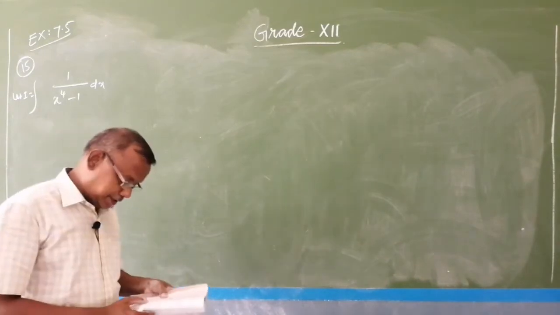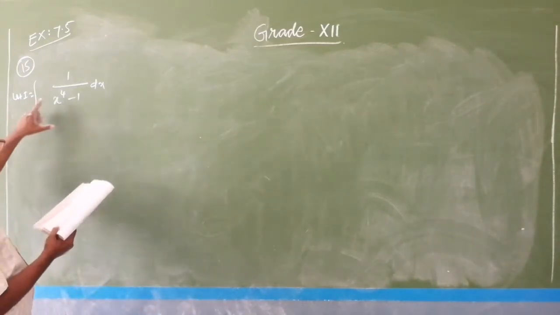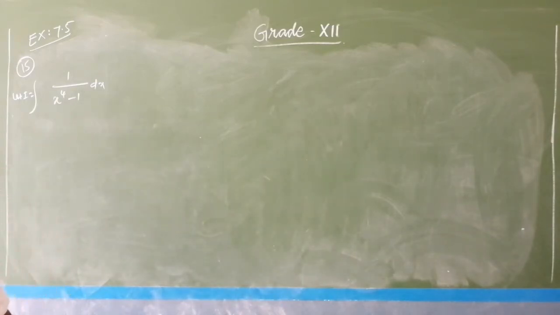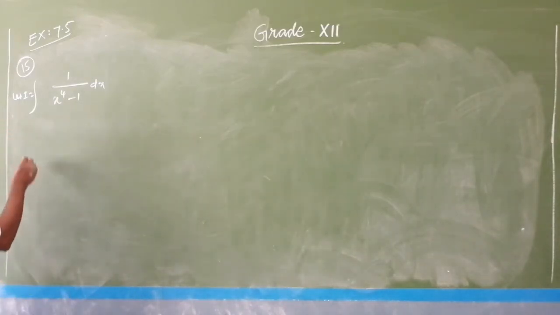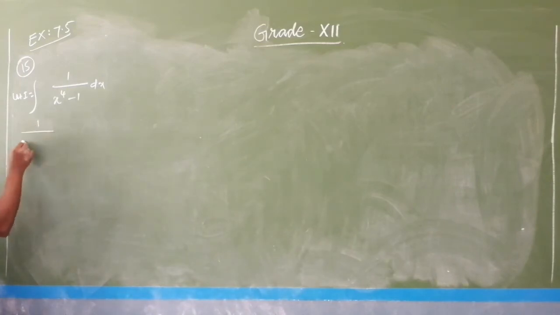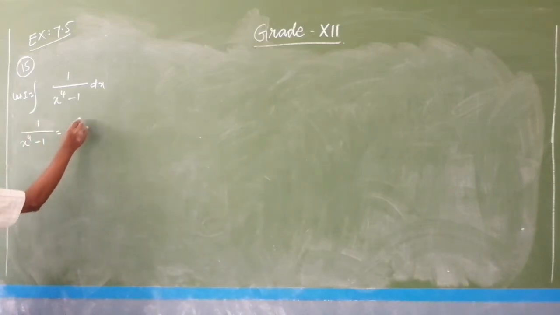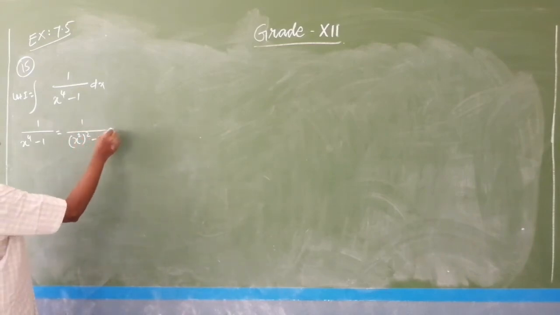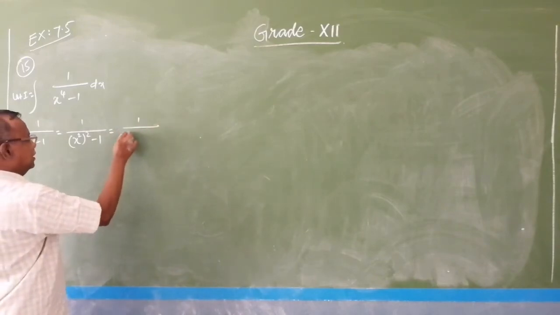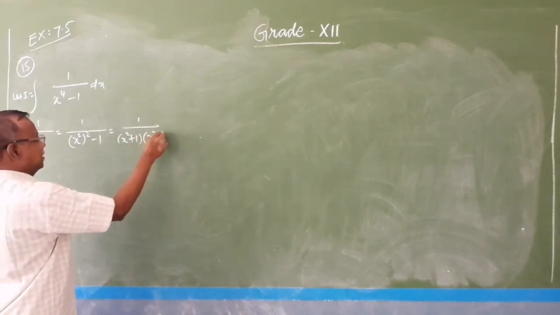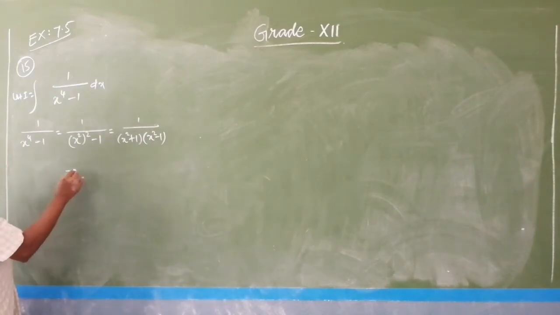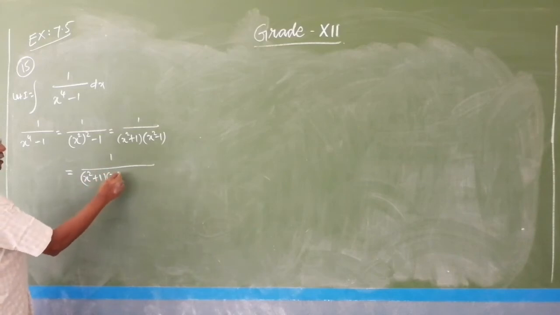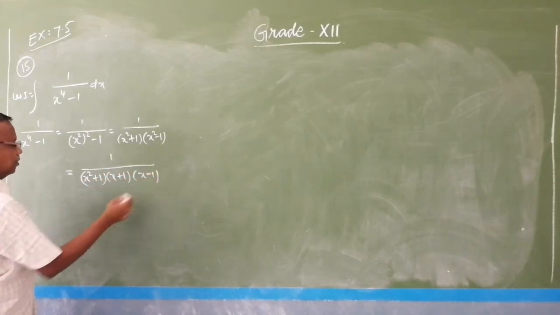next, question number 15. We are given the integral 1 by (x power 4 minus 1) into dx. So consider this integral as I. Now 1 by (x power 4 minus 1) equal to 1 by ((x square) the whole square minus 1), which can be written as 1 by (x square plus 1) into (x square minus 1).